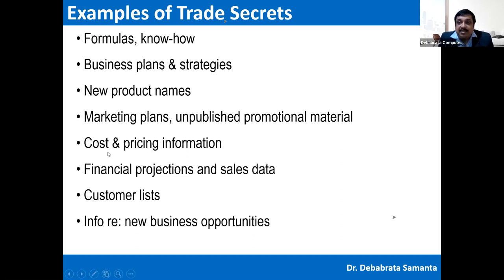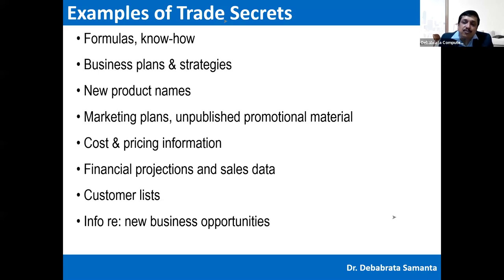Cost and price information. This is the most important thing: what exactly the product cost will be. Because if you think, I want to launch a product at 20 rupees, while the existing one is 55 rupees, so with a lower cost, a huge number of people can purchase my product. So a lot of policies and a lot of trade secrets are there. You have to follow all the rules. Then only you can go for a trade secret in terms of cost, pricing, and information.